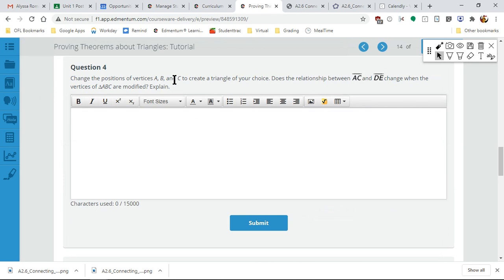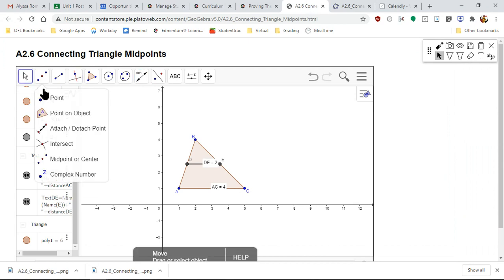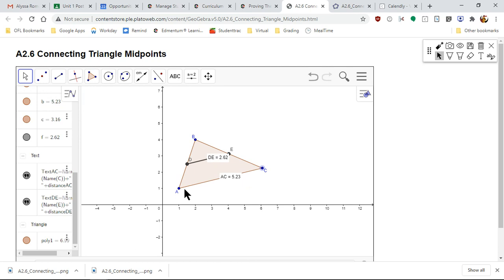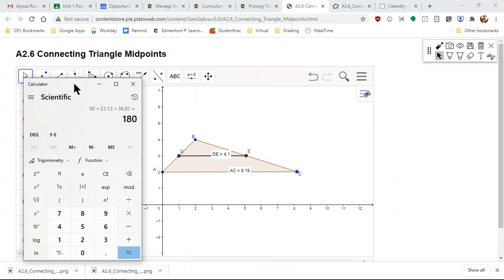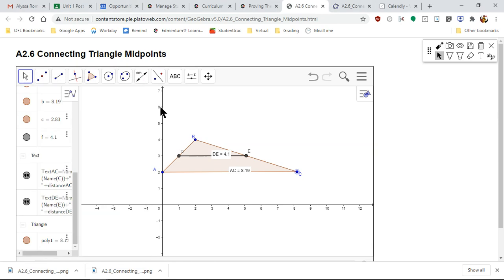Change the positions of vertices A, B, C. So we're going to change the positions of the corners. Vertices just means the corners of the triangle. We're going to grab this and move this, and we notice that with some exceptions because of round off error, it still stays as half. Even though we change this, it's still half. Like I said, there's some round off error because if you cut this in half, we just round this off to make it half the length. So there's a little bit of round off error, but for the most part, they stay the same.